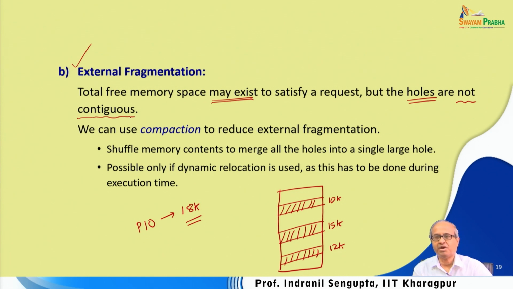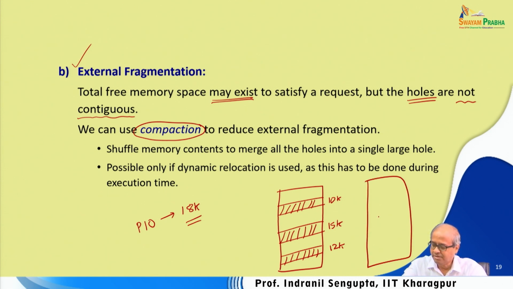But of course, you can try to address this by periodically compressing all the holes. For that you can use a process called compaction. All the processes you can move to one end of the memory, so all the free space will come at the other end. All this 37K free space will come to one side. Like this you can create bigger free space and make some process utilize that free space if it is required.